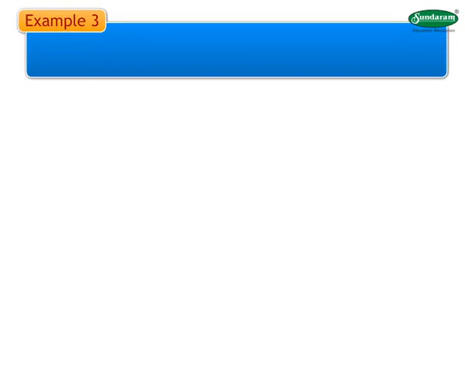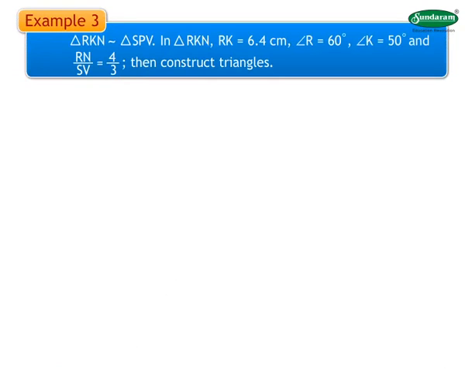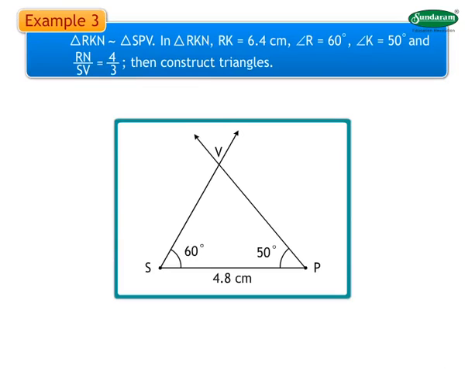Example 3. Triangle RKN is similar to triangle SPV. In triangle RKN, RK is equal to 6.4 centimeters, angle R is equal to 60 degrees, angle K is equal to 50 degrees, and RN upon SV is equal to 4/3. Then construct triangle SPV.